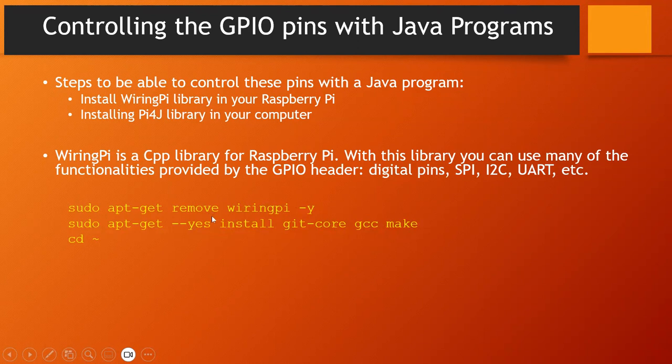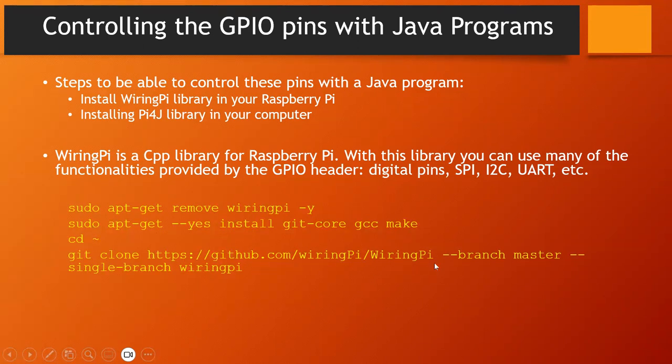It's just something that will work for me, and I truly believe that it will work for you too. Okay, then you go to your home directory, and then you're going to clone WiringPi from GitHub. So that's what you have here, this command right here. So just follow this command.